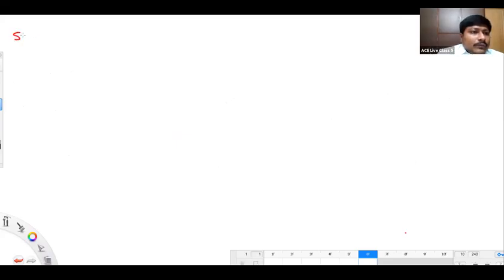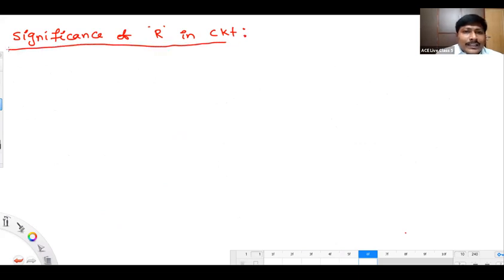Significance of resistance placement in the circuit. Why we are keeping that resistance in the transmission line equivalent circuit? What is the first significance I said? Already, it will be representing the heat generation in the conductor, right? So I can say first significance is R represents the heat generation in the conductor.